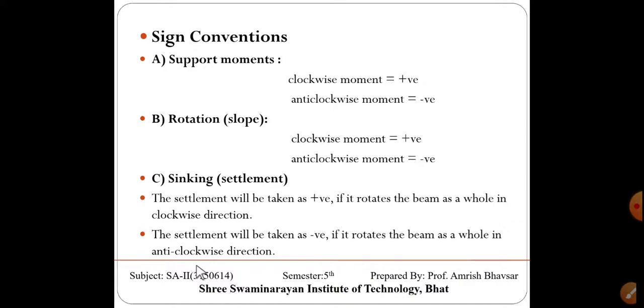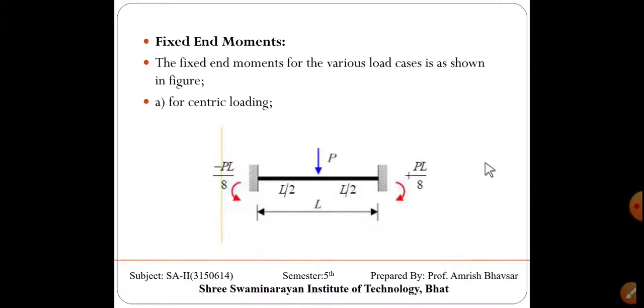We know about clockwise and anti-clockwise. Whenever our settlement is somewhere and due to that the moment is generating anti-clockwise rotation, at that time it is negative, but if the moment induced is clockwise rotation, then it is positive. Clear? Good. Now we know about the friction moment. In the last method we can understand about the fixed end moment.